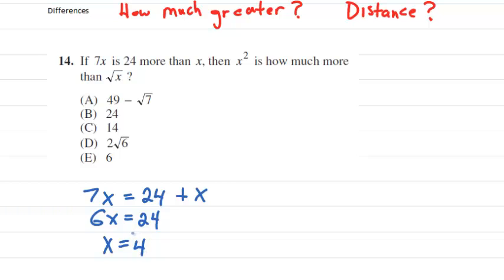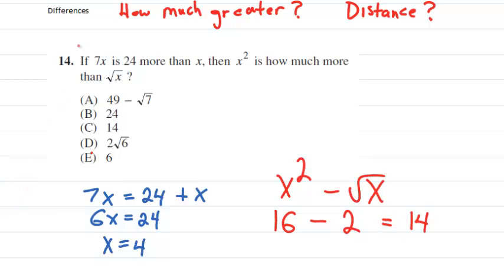So I want to know how much bigger x squared is than radical x. When we want to know how much greater, we just subtract bigger minus smaller. I know that x squared is going to be bigger than radical x, especially for positive numbers. So here, if x is 4, x squared is 16, and radical x is 2. So if I want to know how much bigger, it's just 16 minus 2, and the answer is 14. So the right answer here would be C.